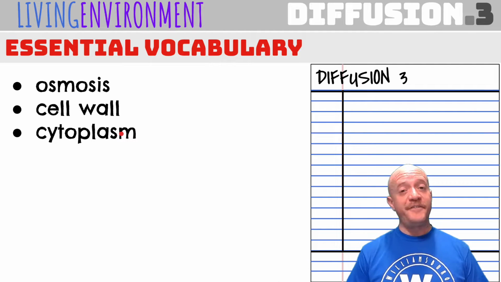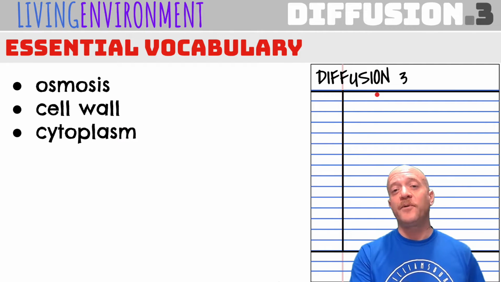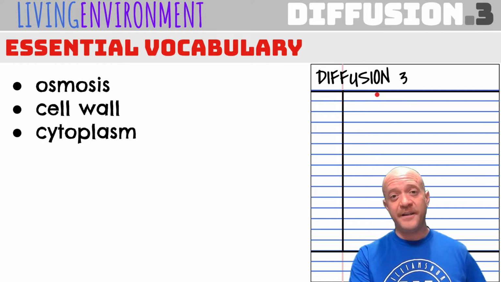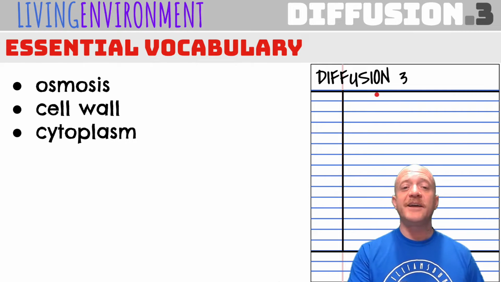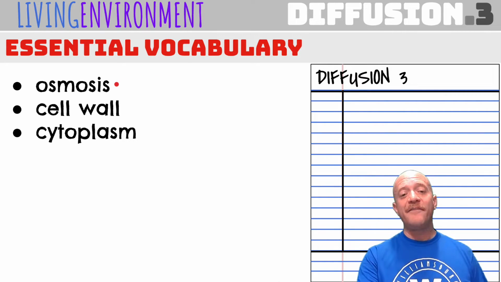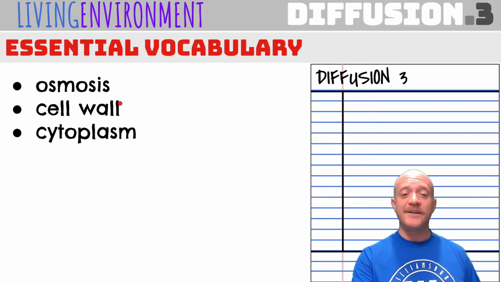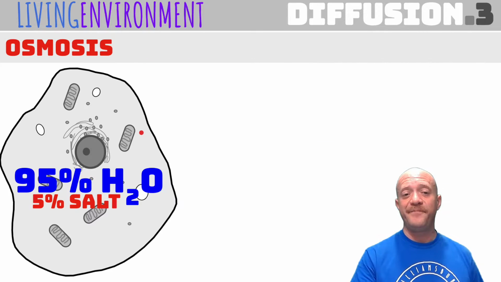Hey, this is a video for Diffusion 3. So go ahead, set up your Cornell notes. Remember to start a new entry for this video. Check out the essential vocabulary. We have the words osmosis, cell wall, and cytoplasm.